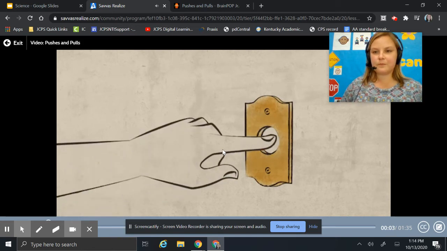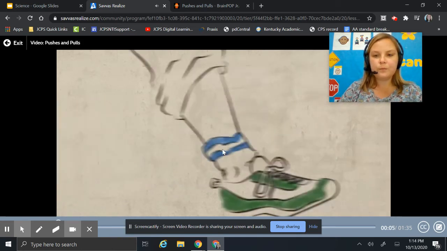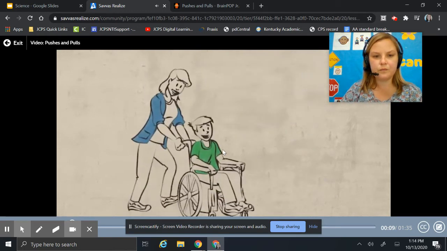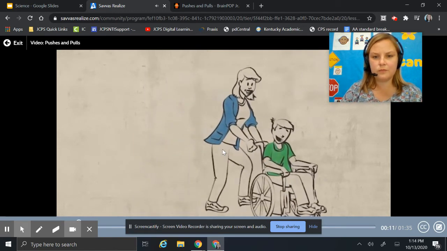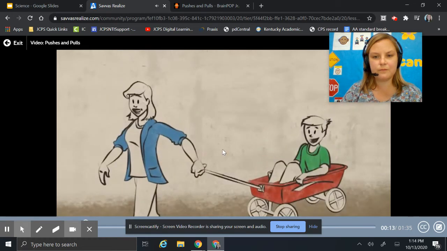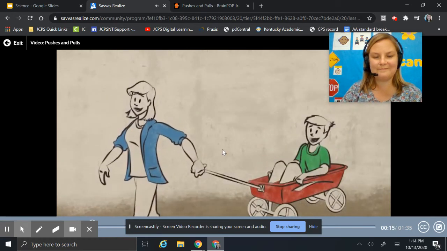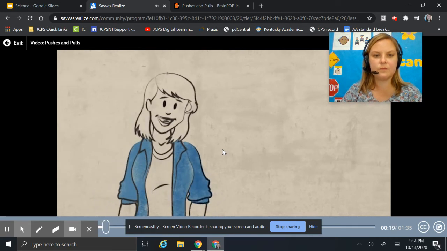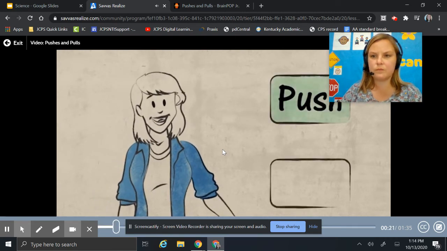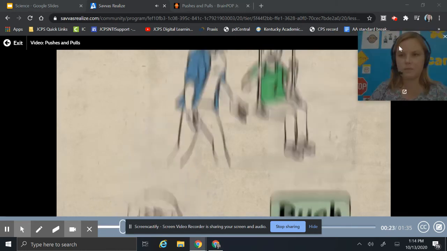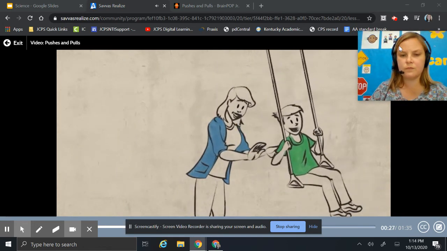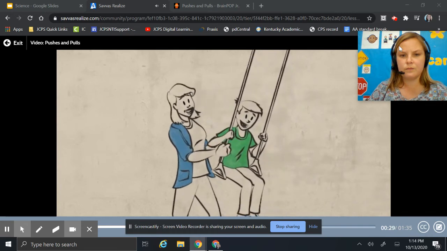Pushing a button. Pulling up my socks. Pushing my brother in a wheelchair. Or pulling him in a wagon. These are all examples of 2 movements, push and pull. You can make things move by pushing them or by pulling them.